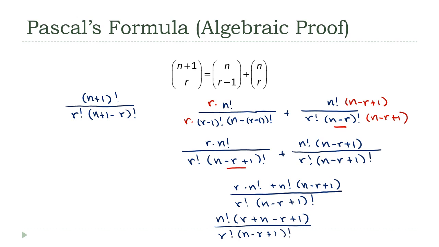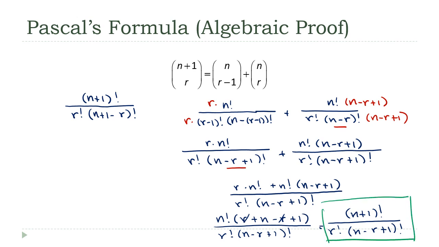Now, good. Look at what happens in those parentheses. R minus r, that's 0. All that's left in there is n plus 1. Well, n factorial times n plus 1 is n plus 1 factorial over r factorial n minus r plus 1 factorial. Excellent. What I have here, the right-hand side equals this, and the left-hand side equals this. The two of them are, in fact, equal to each other. That's exactly what I wanted to prove here.